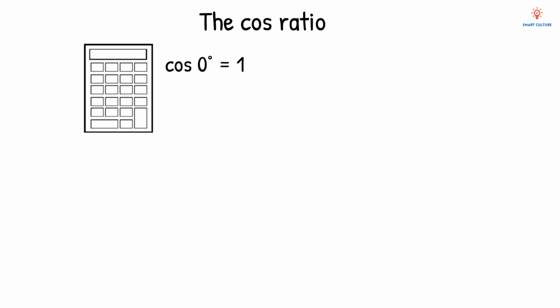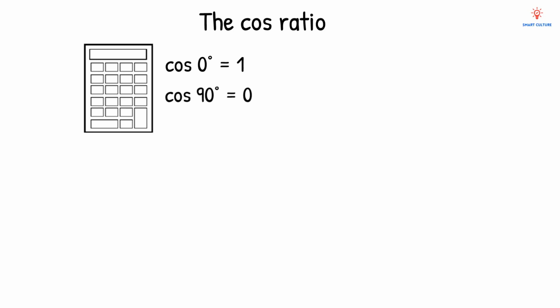What about an angle of 90 degrees? For a 90-degree angle, the side adjacent to it has no length. It's a point. So the cosine of 90 degrees is equal to 0 divided by the length of the hypotenuse, so that will be equal to 0.